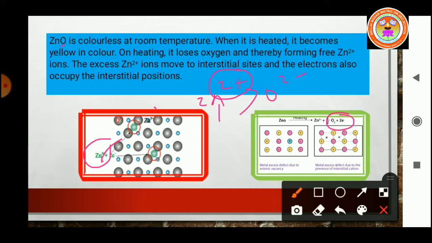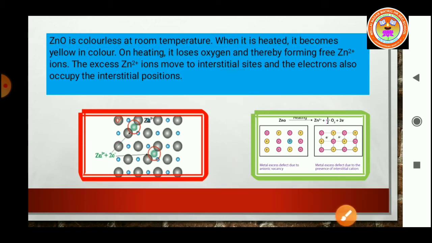So the cation and anion are not equal in this case, but electrical neutrality is maintained. How is it maintained? Zn2+ is balanced by 2 extra electrons. Now meaning is clear? So the excess Zn2+ ion moves to the interstitial sites, and electrons also occupy the interstitial position, so it must balance the neutrality of the crystal.